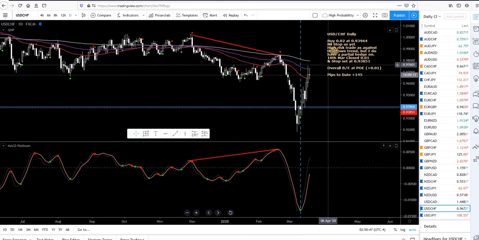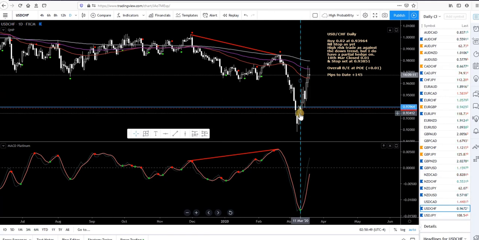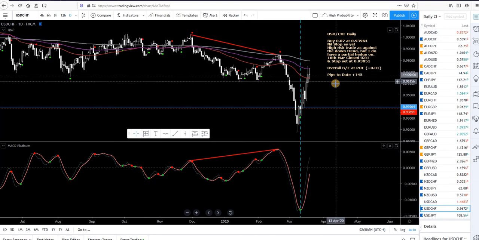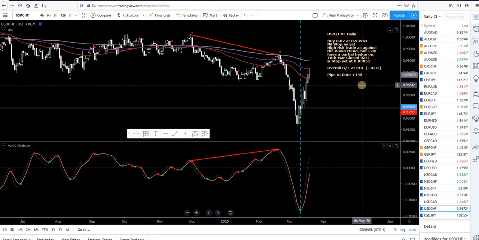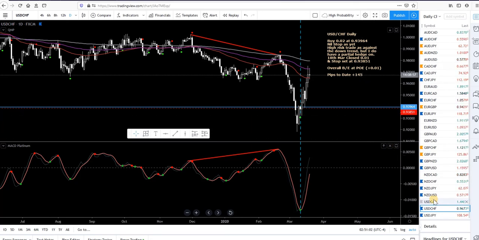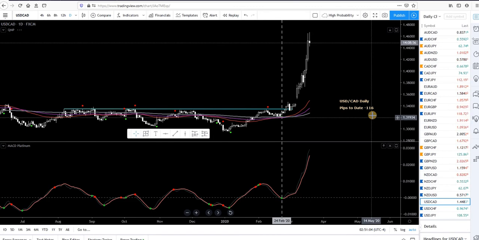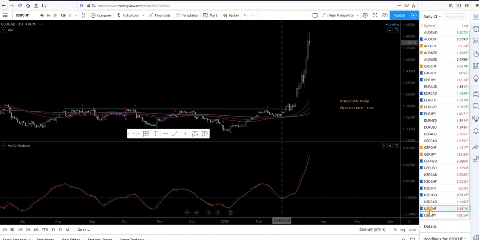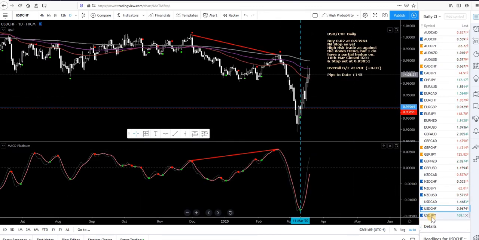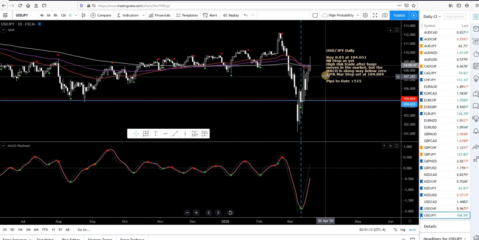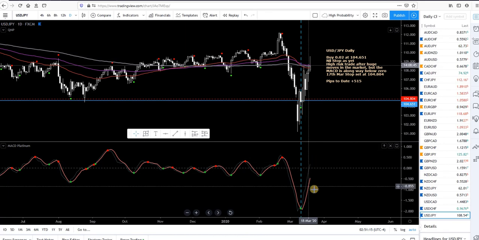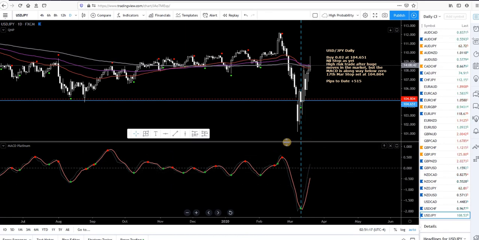Price is king. USD Swiss franc in a buy here. Got a stop just below the entry level. Already closed half. At least I've eventually got back in the positive overall on the USD Swiss franc, which is good to see. I think USD CAD's the only one I'm not. Yeah, it's still negative on that. All right, so USD Japanese yen, similar story in a buy, closed half, stops in place, and the MACD Platinum's getting up close to 0 level.